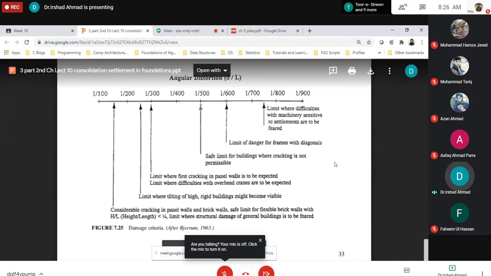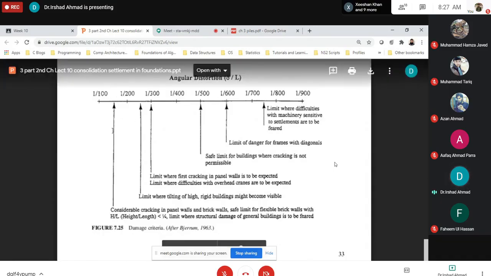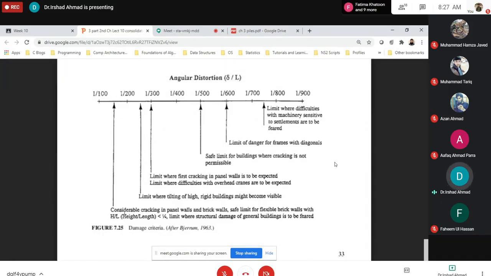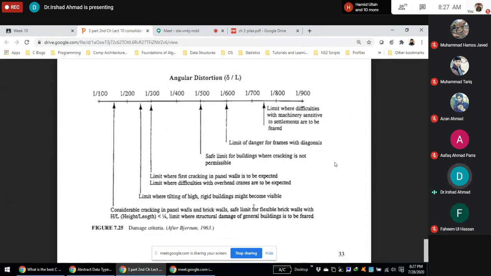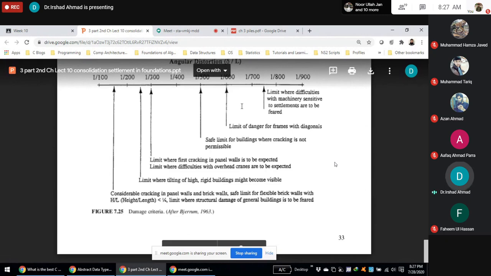1 over 500 or less is the limit for buildings where cracking is not permissible, and 1 over 150 or less is the limit where considerable cracking in panel walls and brick walls is allowed, right? So you can use this chart to design or check your foundation angular distortion. So this is the end of this chapter.